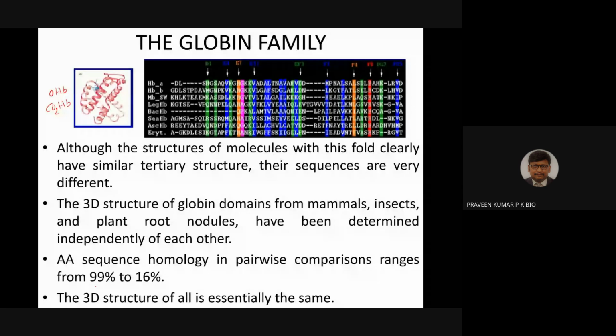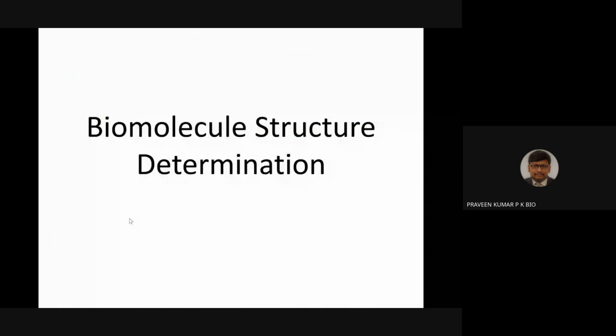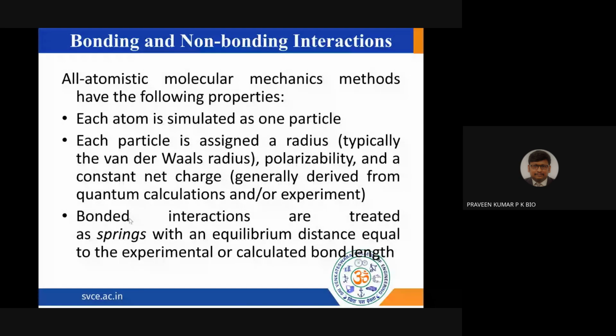So overall, if you compare the hemoglobin and the plant globin proteins, you may find even up to 16% similarity. You have only 16% matches. It means that we have 84% mismatches and gaps. But still, you have a common 3D structure. You can't distinguish at all, if you see the 3D structure of a protein. Then how to see this protein?